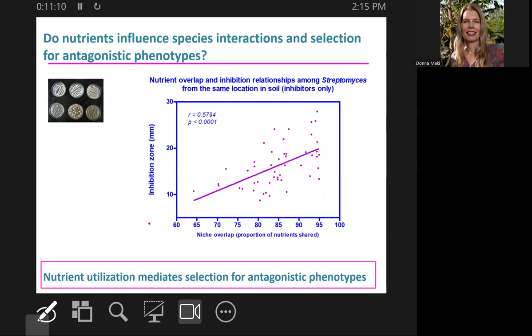And we've been talking about the niche partitioning idea in previous classes. Here, she's looking at niche overlap of the microbes. And how does that, with the inhibition zone of their ability to inhibit or kill off the pathogen, how does that relate to the niche overlap? If they have a high niche overlap, it's more in this area, okay? The proportion of nutrients that are shared.